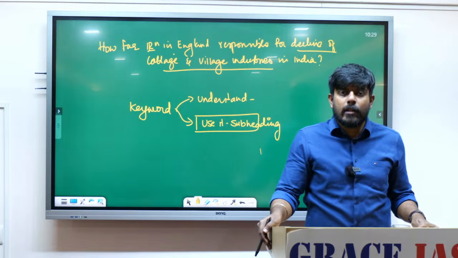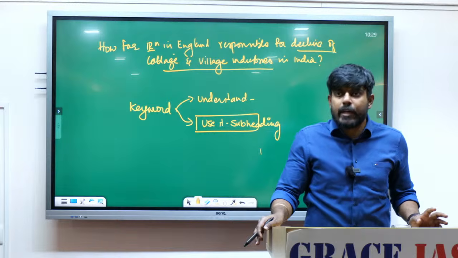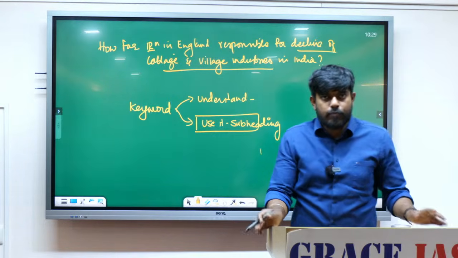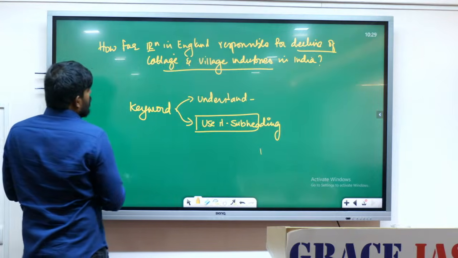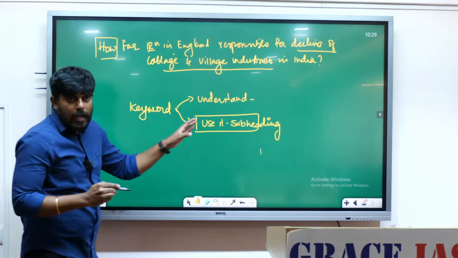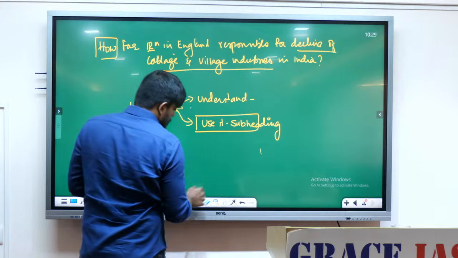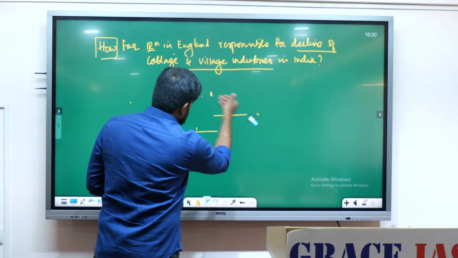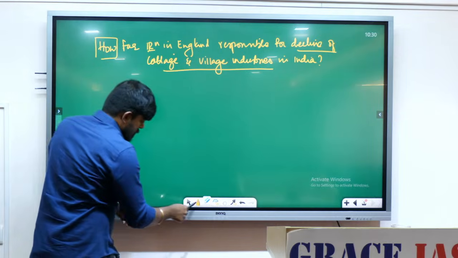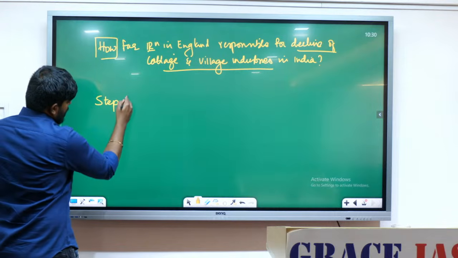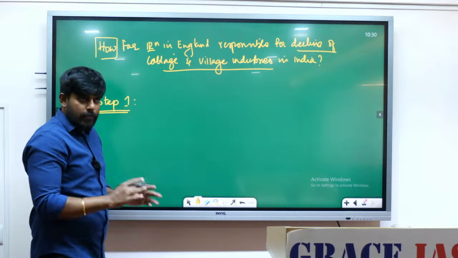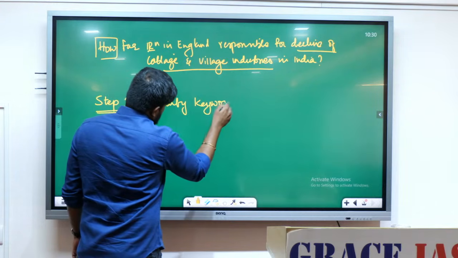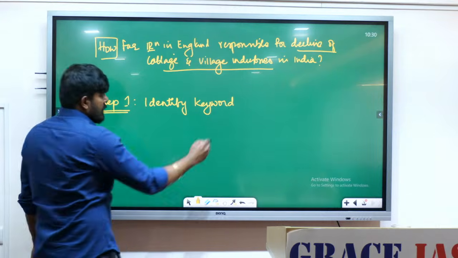So these are the two essential things within the question, which you need to understand before jumping into the process of answer writing: understanding the directives, understanding the keywords. The moment you find any question, you have to identify the directives as well as the keywords. So let us try to understand this in a stepwise way. The moment you see any question, follow the steps. First step, identify the keywords.